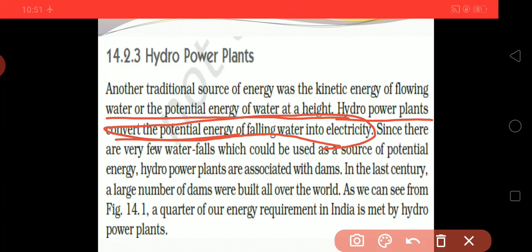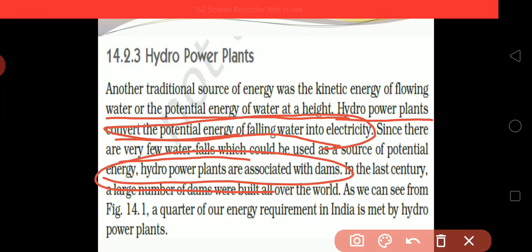Since there are very few waterfalls which could be used as a source of potential energy, only a few can be used for a hydropower plant, where potential energy is converted into electrical energy. Hydropower plants are associated with dams. In the last century, a large number of dams were built all over the world for this hydropower plant concept.